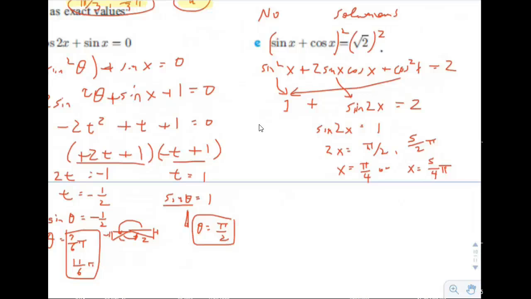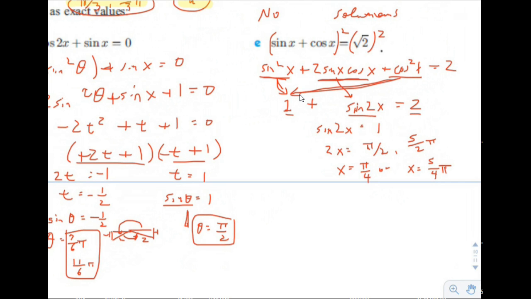So you end up doing FOIL, and you get sine squared plus 2 sine cosine plus cosine squared. So the first term is going to be sine squared, the last term is going to be cosine squared, and the middle term is going to be 2 sine cosine. Then we can take the sine squared and the cosine squared. If we add them together, we get 1. Then 2 sine cosine, using the double angle identity, is sine of 2x, right? So we have 1 plus the sine of 2x equals 2.